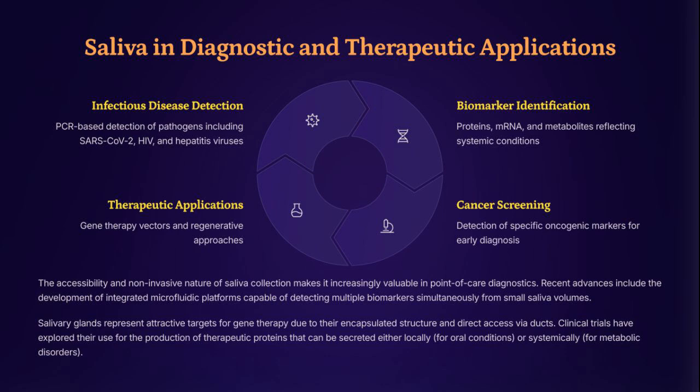On the therapeutic side, salivary glands are being explored as delivery systems for gene therapy. Since they're accessible and enclosed, they can be targeted to produce and secrete therapeutic proteins, either into the mouth for local treatment or into the bloodstream for systemic conditions. So, from diagnostics to therapeutics, saliva is being transformed into a clinical powerhouse. In the near future, a simple spit sample may help monitor your health, detect diseases early, or even deliver life-saving treatments. All from your own salivary glands.